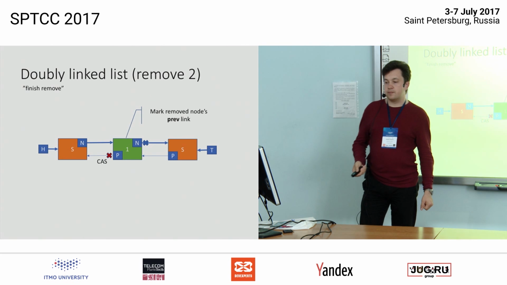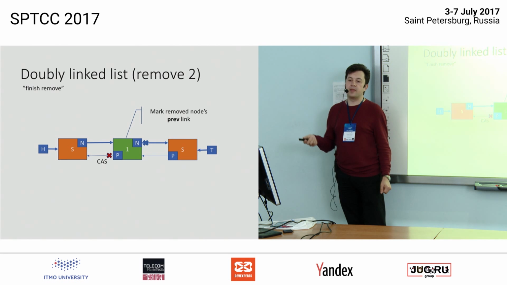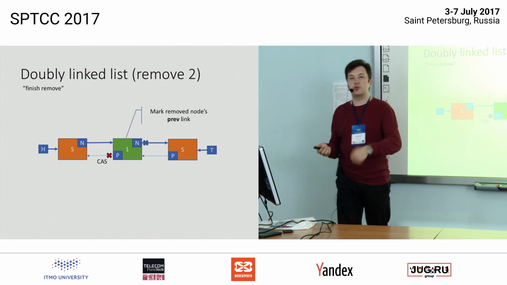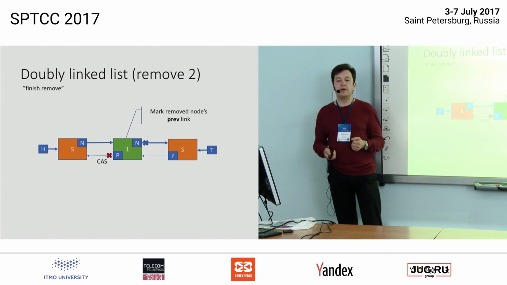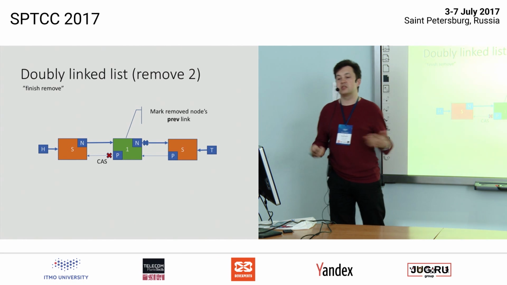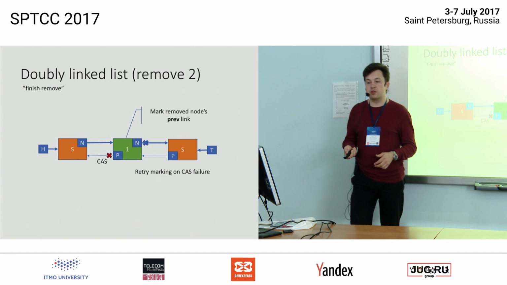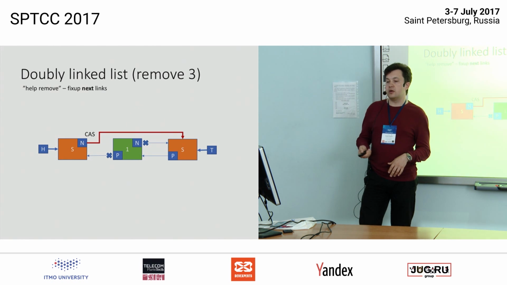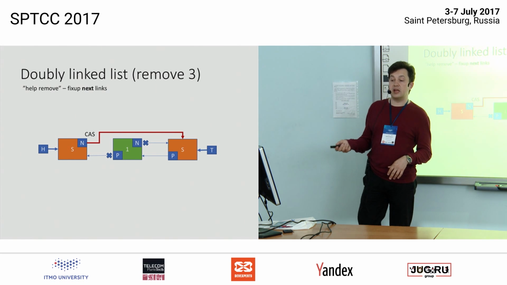So having marked this, we need to mark the previous node too. The first step in continuing the remove, and actually proceeding to physically remove the node, is to mark the reference to the previous node. But that's not it. Now we have to physically unlink the node from the list. It's done in two more steps. The first, and we'll retry this marking on failure, because we have to do it until it gets marked, then we'll correct the next link.